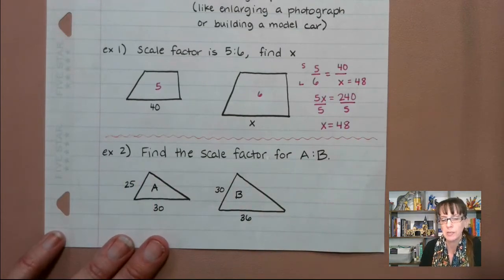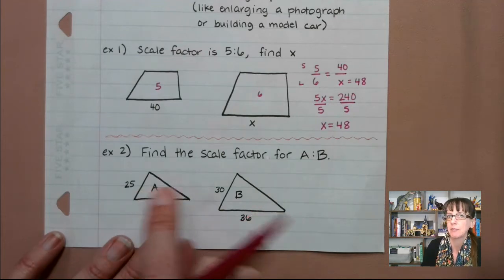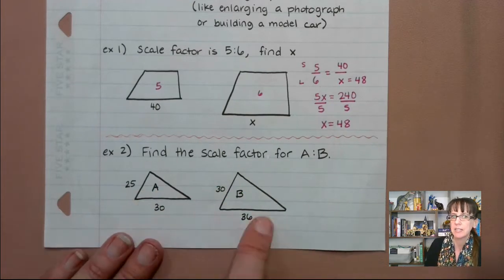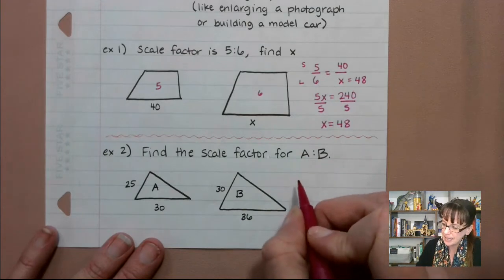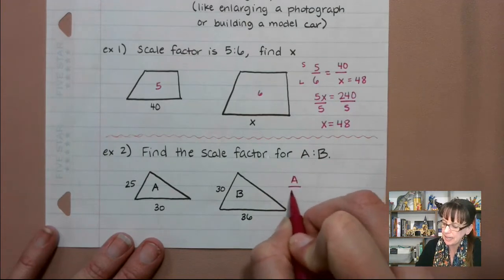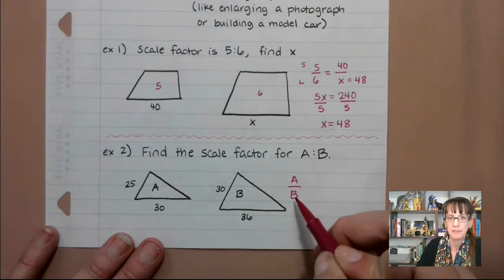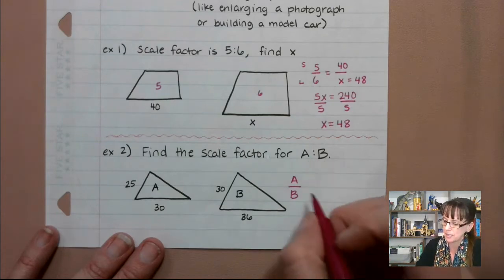Again, order is really important here. So we know that A is going to come first and then B. And we're given a couple sides to do that with. So let's say that we do A to B. And again, you can write a ratio as a fraction like I've done here or like this using your semicolon.